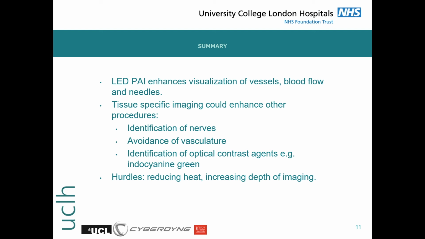Tissue-specific imaging has the potential to enhance other procedures, like the identification of nerves by the use of lipid-enhancing wavelengths, the avoidance of small vasculature in nerve blocks, and the identification of optical contrast agents such as indocyanine green. These contrast agents could be useful to enhance the visualization of drugs being injected into vasculature or drugs injected next to nerves, improving safety and efficacy for these procedures. Hurdles to overcome include reducing heat produced by the LEDs and further increasing the depth of imaging.